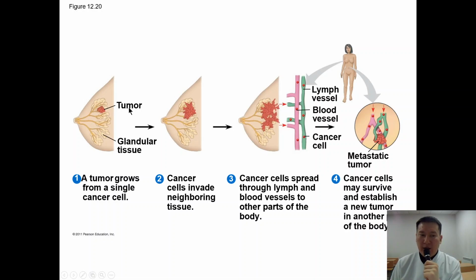So on this figure you can see the primary tumor which appeared in the mammary gland. First step, a tumor grows from a single cancer cell, and cancer cells invade neighboring tissue. Cancer cells spread through lymph and blood vessels to other parts of the body. First of all, lymph nodes of adjacent or neighboring regions of the body will be affected. Cancer cells may survive and establish a new tumor in another part of the body.